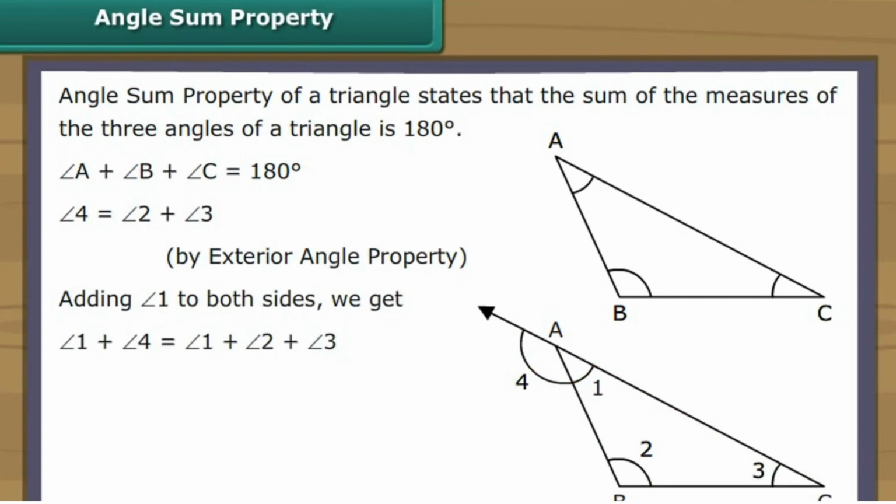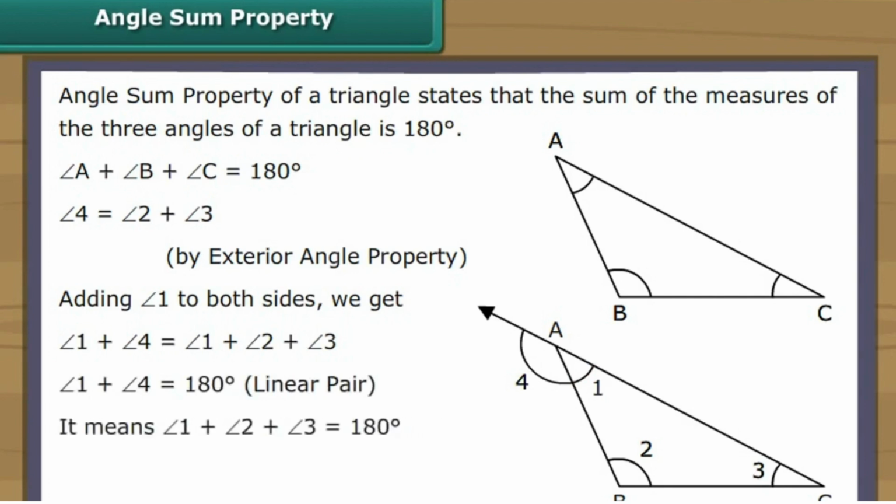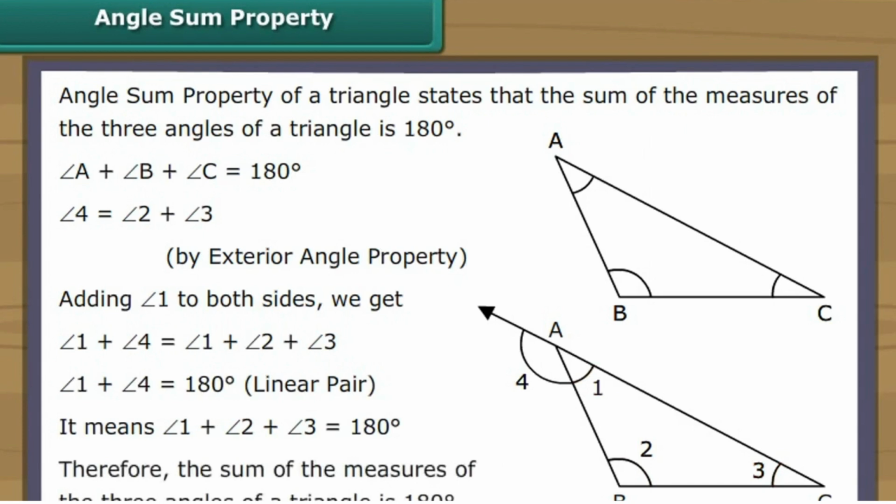2 plus angle 3. Angle 1 plus angle 4 is equal to 180 degrees, linear pair. It means angle 1 plus angle 2 plus angle 3 is equal to 180 degrees. Therefore, the sum of the measures of the three angles of a triangle is 180 degrees.